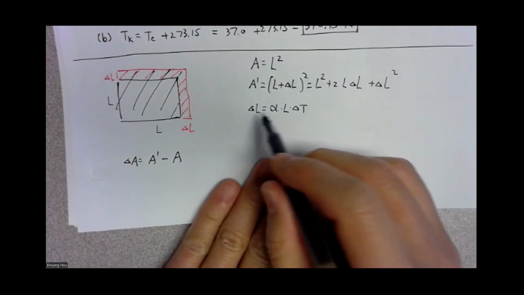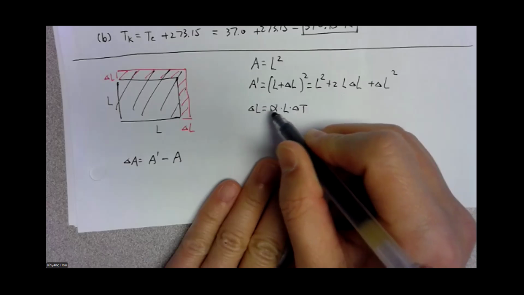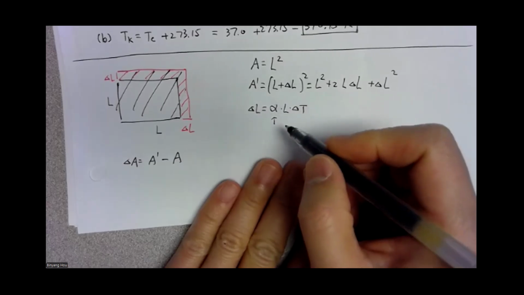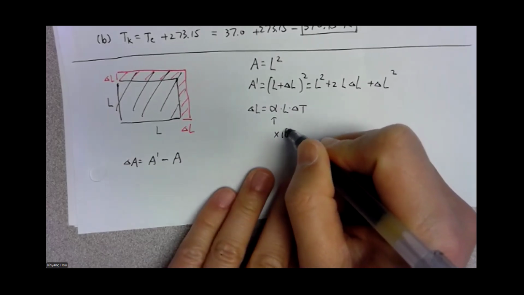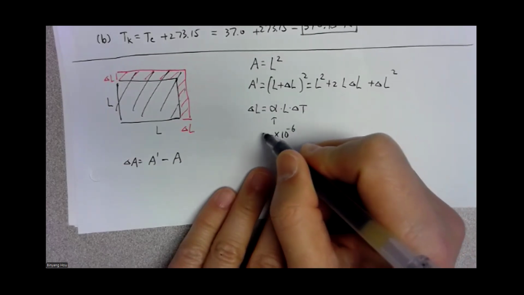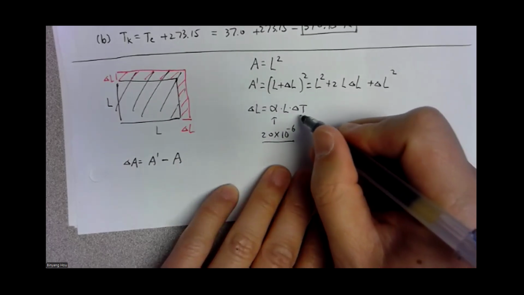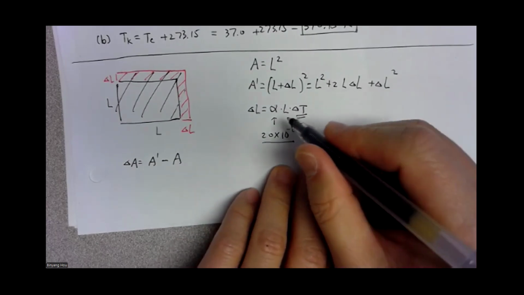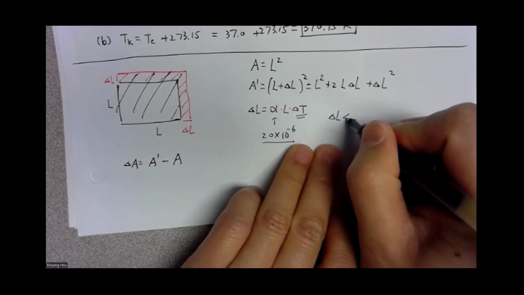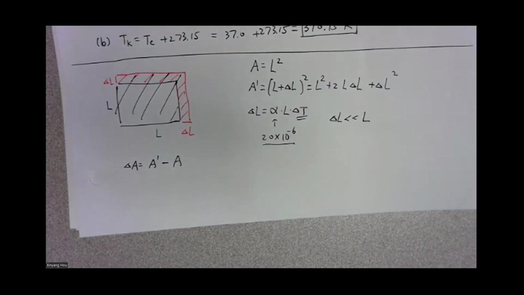So delta L compared to L is going to be a small number, because this guy is typically, if you remember, something times 10 to the minus 6. So let's say if it's 20 times that, it's still a small number. Compared to L, and then the temperature change, let's say maybe 10, 20 degrees or whatever, delta L is still going to be much smaller than L, okay? At least thousands, hundreds of thousands of times smaller than L.